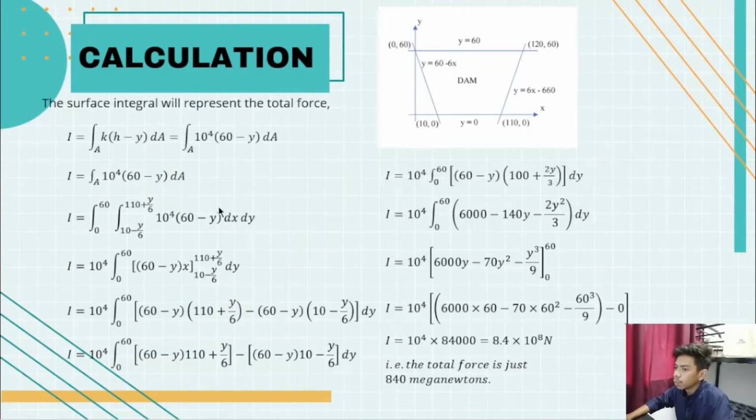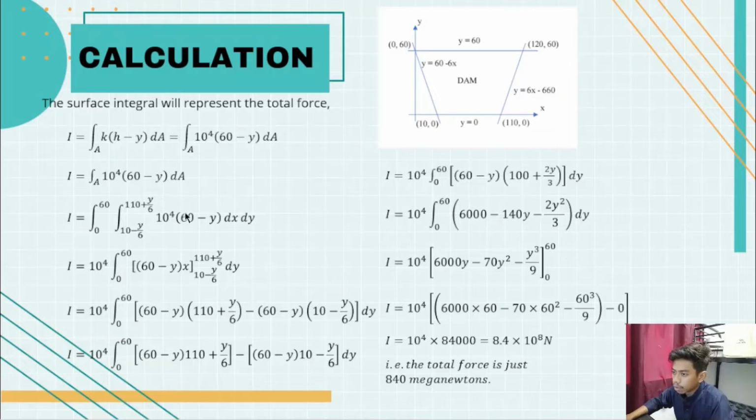After that, we will get the total force of the dam with the aid of the surface integral equation, which is I equal to the integral over A of k times (h minus y) dA. We assume that k is 10 to the power of 4, and h, the height of the dam, is 60, so it is 60 minus y dA. After that, for the integration limits, for dy we have 60 and 0. For dx we have 110 plus y over 6 and 10 minus y over 6.